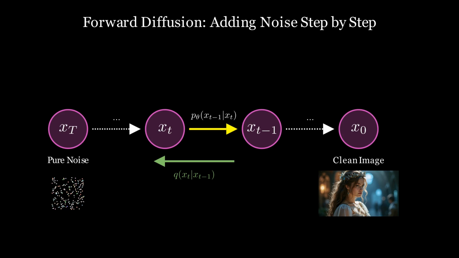states. The forward process represented by q of x t given x of t minus 1 shows how we transition from one noisy state to the next. The backward process, shown with the yellow arrow with p theta, is what the model will learn, but we'll get to that later. For now, let's focus on understanding the forward direction. Since this is a Markov process, each state only depends on the immediately previous state. It has no memory of earlier states. This memoryless property is crucial for making the math tractable.